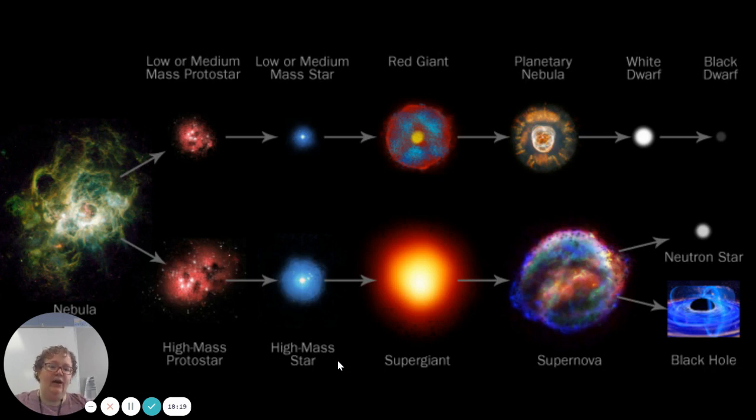So here is an outline of the pathway of stars. Remember, all of them are going to start as a nebula. All of them have this protostar phase. This blue one is the main sequence, right? They all have that in common. From there is where it becomes different. The lower mass star is on the top, higher mass star on the bottom.